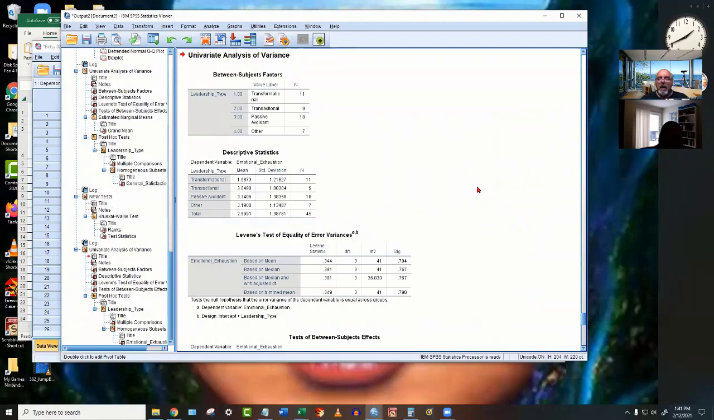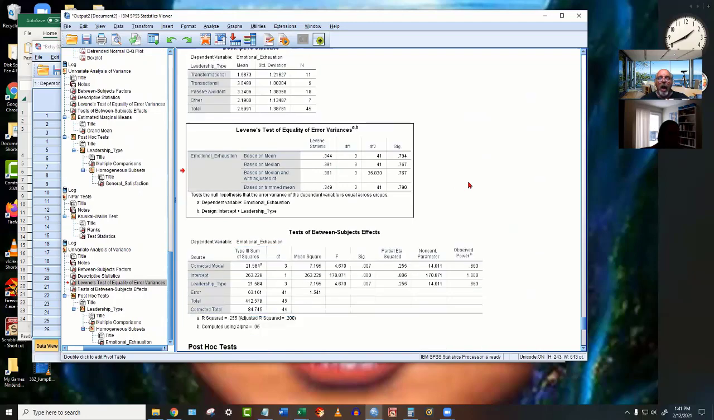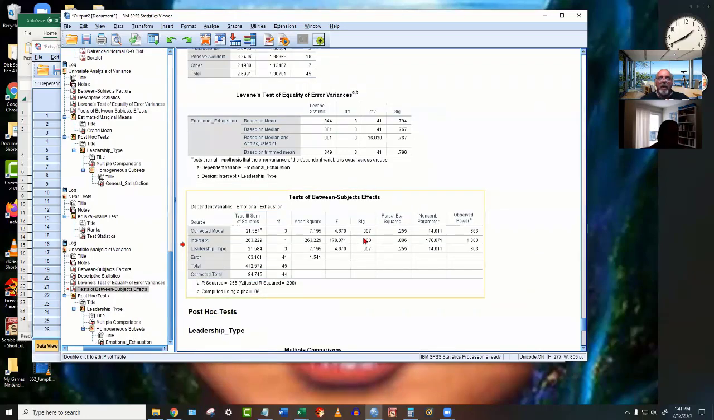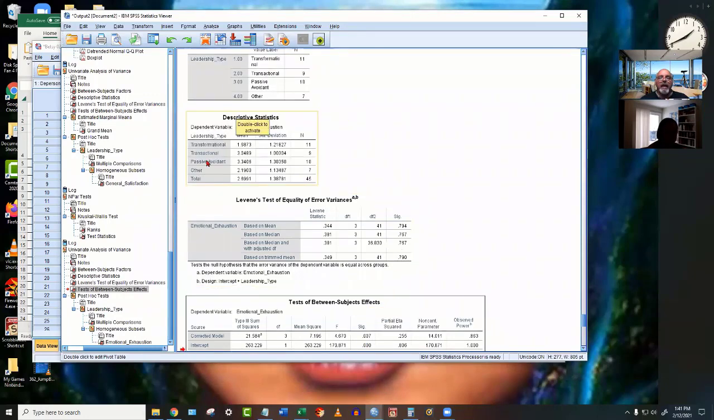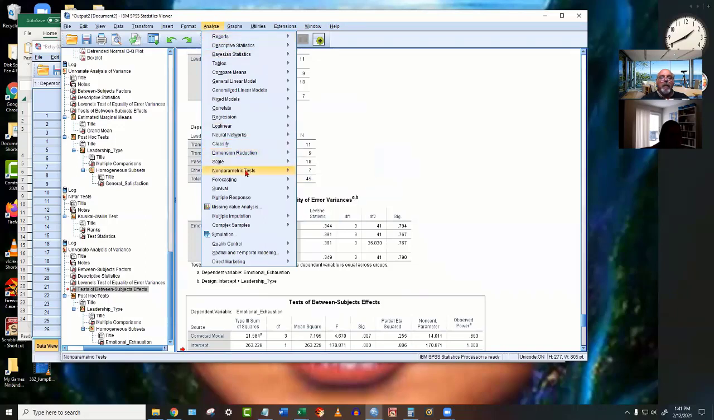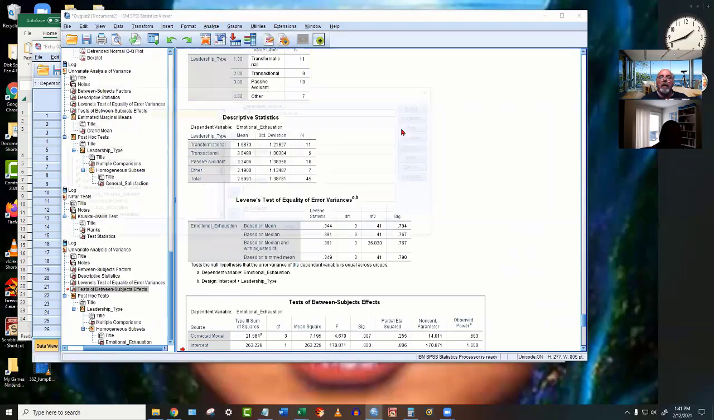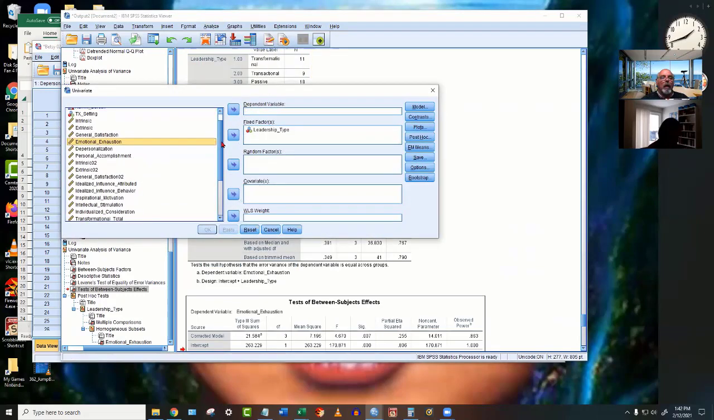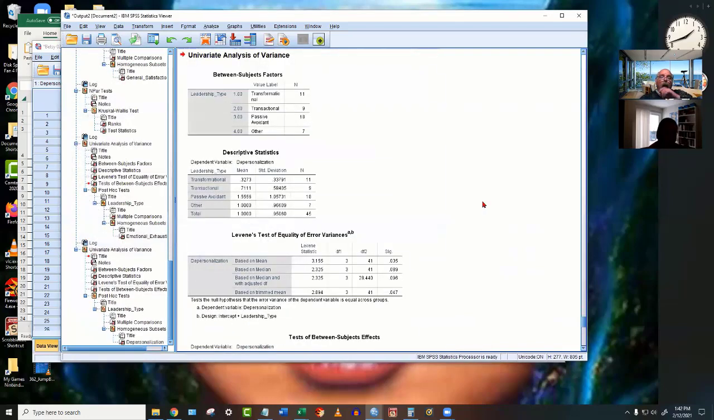All right. Emotional exhaustion. Okay. Did not violate the variance assumption, and there was a significant difference in there as well. So that means that the passive avoidant guys were the high and the transformational were the low. In other words, the transformational guys are the least emotionally exhausted. The passive avoidant guys are the most exhausted. Coming up, depersonalization. Where are you? And then I guess since we're doing each one individually, we can do the personal accomplishment. Yeah, we should as well.